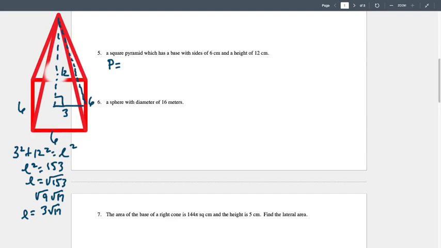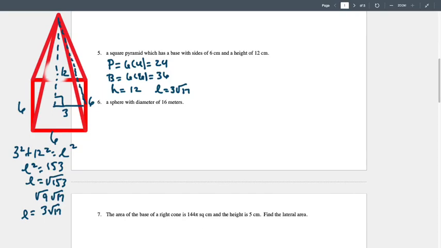The perimeter of our base is going to be 6 times 4, because we have 4 sides that are 6 each, and that's going to give me 24. The area of my base will be 6 times 6, which is 36. The height of the pyramid is 12. The lateral height of my pyramid is 3 square root of 17.